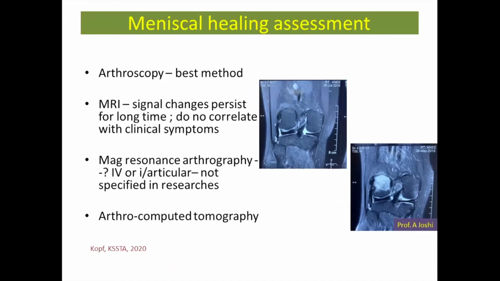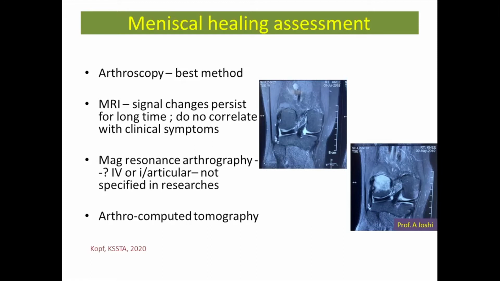This is a picture of root tear. I haven't talked about the ramp and the root tears because they made it a separate talk. We're just talking about the meniscal tissues per se. So meniscal healing assessment can be done. The arthroscopy would be the best method, but of course, the second look is not usually done for obvious reasons. And the second best option is the MRI.